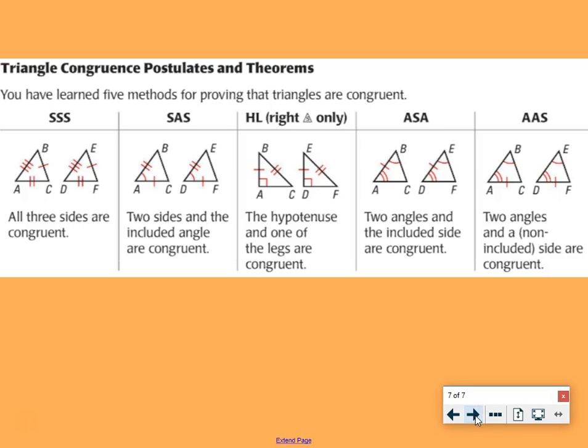Last piece is just kind of a summary box. These are the 5 different methods of proving triangles are congruent. They are the only 5. Otherwise, you have to know all the pieces are congruent to all the pieces. All the sides are congruent to their corresponding sides, and all the angles are congruent to their corresponding angles. So if you can't use side, side, side; side, angle, side; hypotenuse, leg; angle, side, angle; or angle, angle, side, then we cannot prove that the triangles are congruent. So those are your 5 different methods.